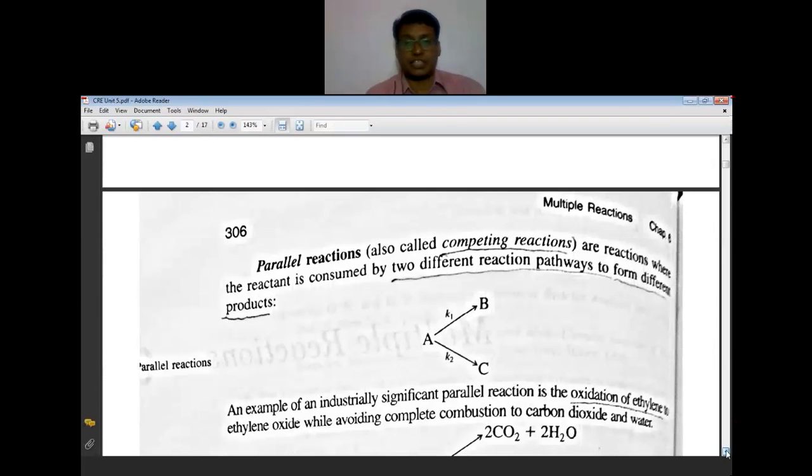Now the parallel reactions are also called competing reactions. So parallel reactions are the reactions where the reactant is consumed by two different reaction pathways to form different products. That means A giving you B and A giving you C. How is it going to give you B and how is it going to give you C? That is, there are different pathways, two different reaction paths.